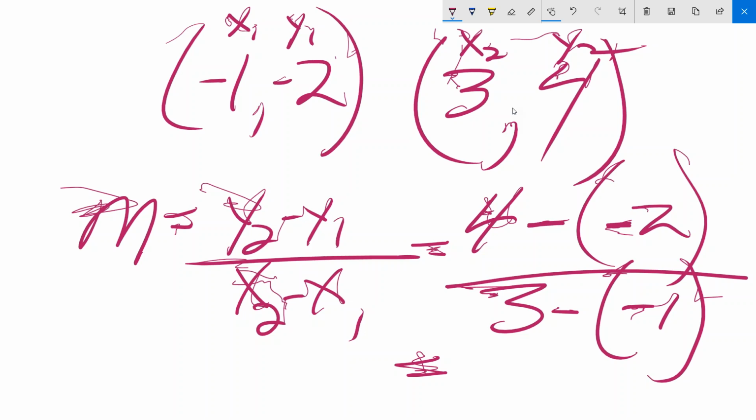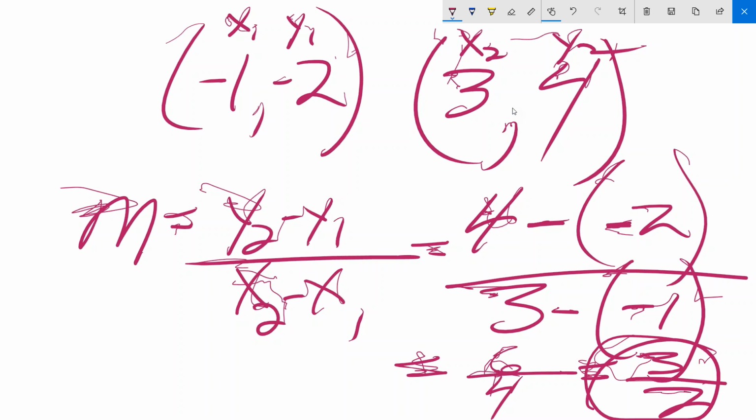Well, listen to my words. What is 4 minus a minus 2? 4 minus a minus 2 is 6. Good. What is 3 minus a minus 1? 4. Good. Simplify that. What's 6 over 4 equal to? 3 over 2. Exactly. That is the slope between those 2 points.